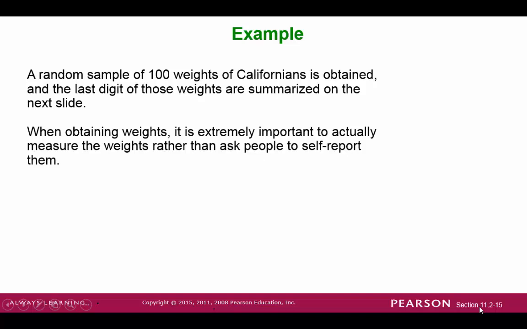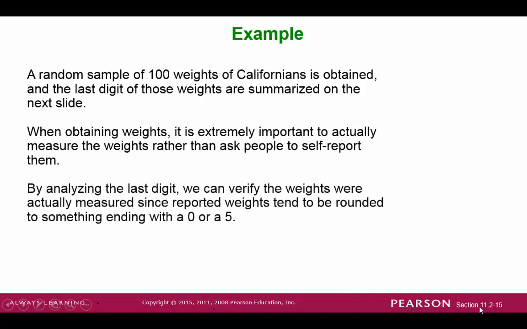When we find the weights, it's important to be able to tell whether the weights were self-reported or actually measured properly. By analyzing the last digit, we can verify that the weights are actually measured, since most people usually round off to the nearest tens or fives, or zeros or fives. Like instead of somebody weighing 187 pounds, they would just round it off to 185 or 190.